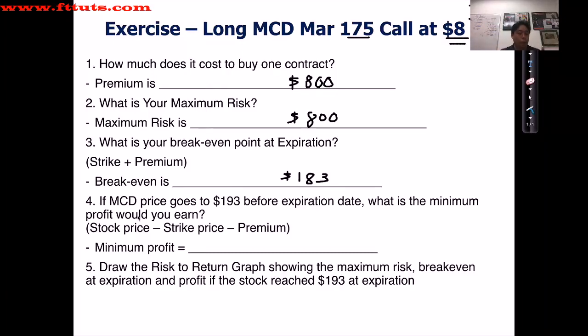The intrinsic value would be 193 minus 175, which is the stock price minus the strike price, which is the intrinsic value at expiration. Right? So again, 193 minus 175 is $18. That gives you $18, right? And $18 minus the premium of $8 would be $10.